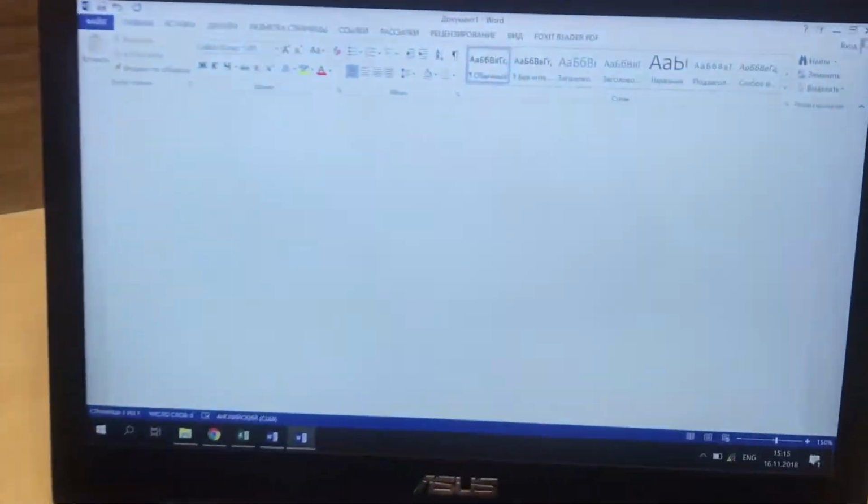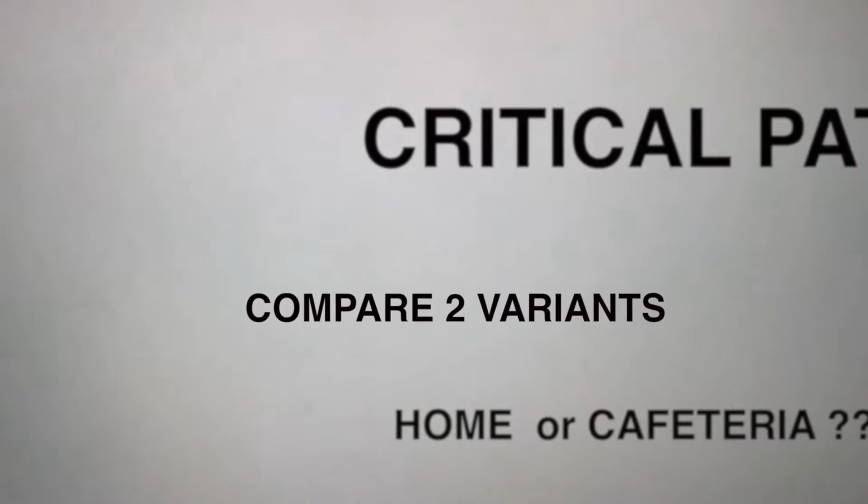Our aim is to build a network model and calculate the critical path. We plan to compare two variants of having a meal: cook it at home or go to a cafeteria.